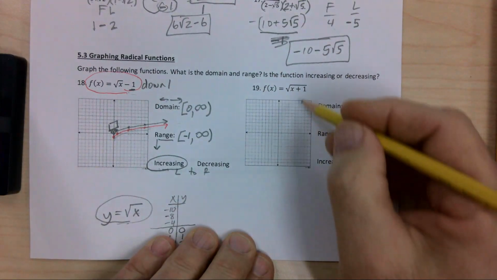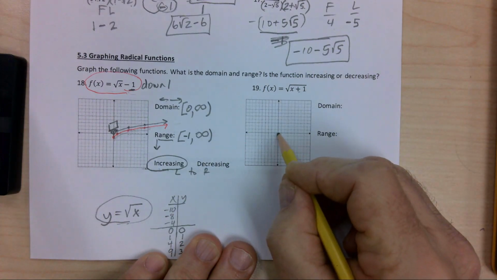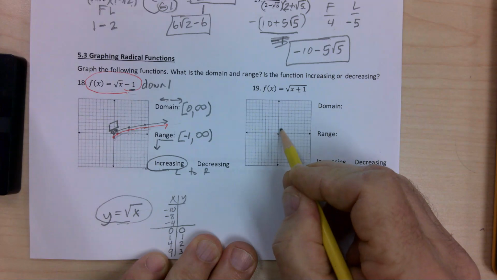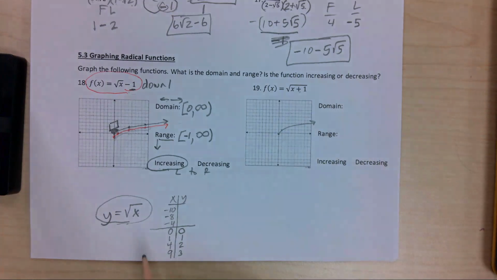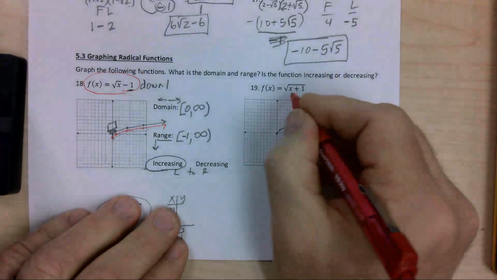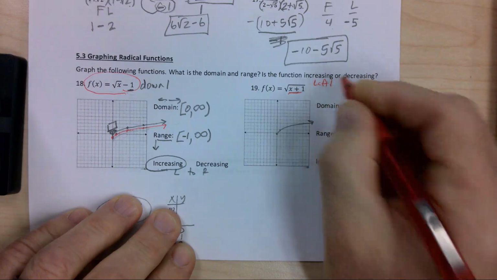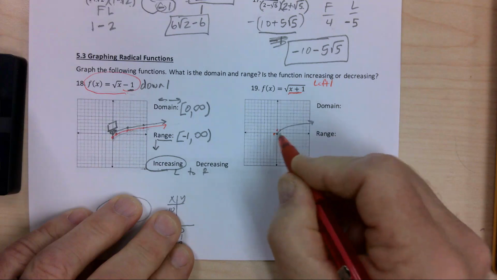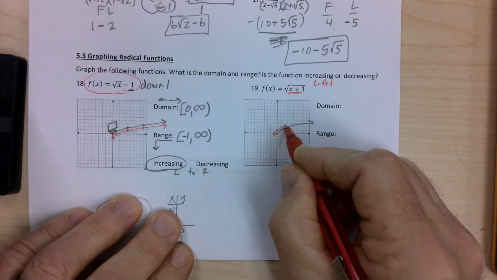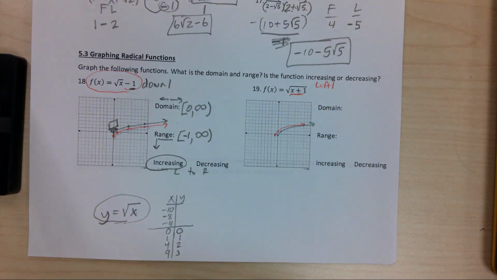Okay, let's go with this one. Well, we already know that the parent function looks like this, ish. What does this do? This is a situation where it moves left 1. So we take this, we move it left 1, that moves left 1, and I kind of get the feel for what it kind of sort of looks like. And now we can talk domain.